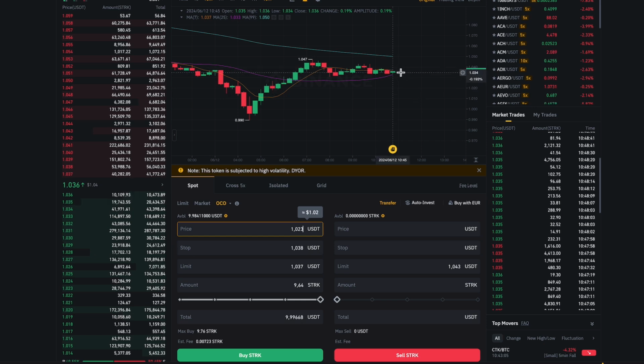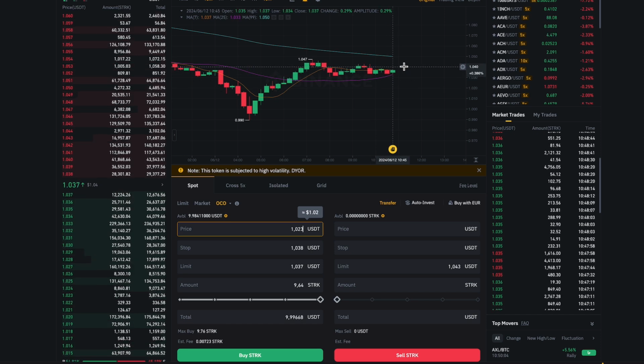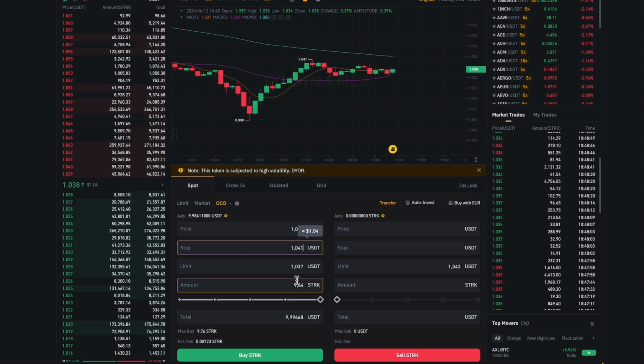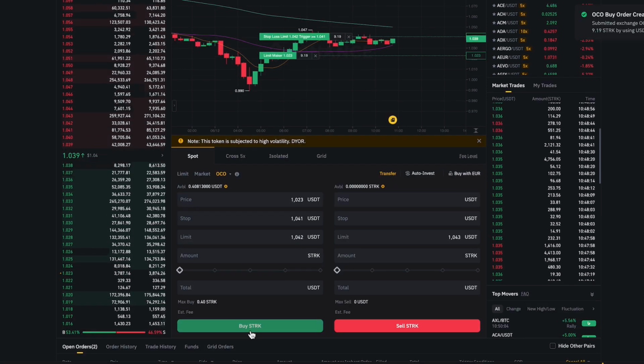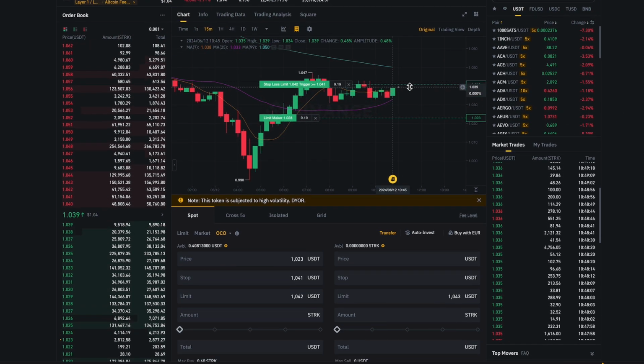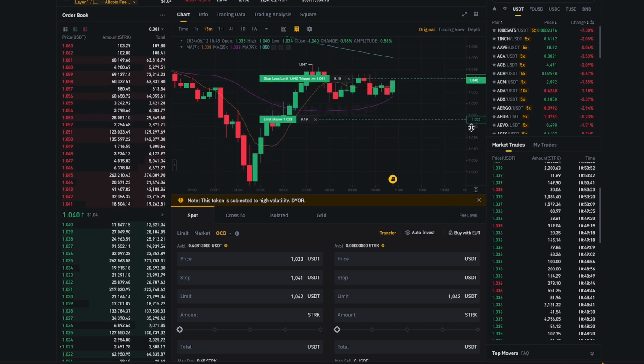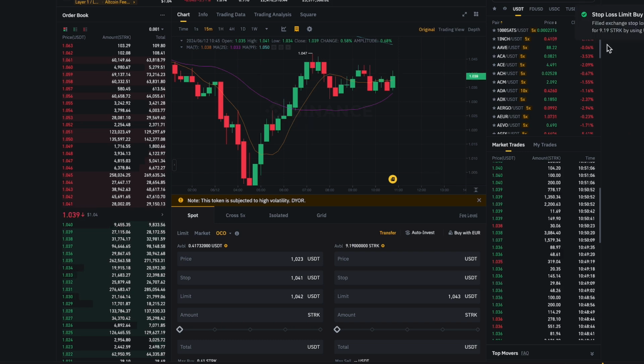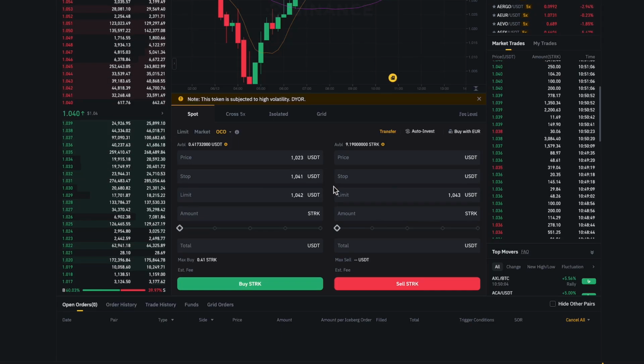But if something happened and the price continues to move way, way higher, I will be ready to buy a little bit higher, but I will not miss the ride. I will be ready to buy at $1.041 and the limit order will be a little bit higher, like 42. Place buy Starknet. So we got two orders. If the price drops to this block, I will buy it. If the price pumps, I will buy it also and I will not miss the ride. So that's the case. If the first order is triggered, the other will be automatically canceled. Got it. Stop loss, limit buy order, filled. And we bought our Starknet.